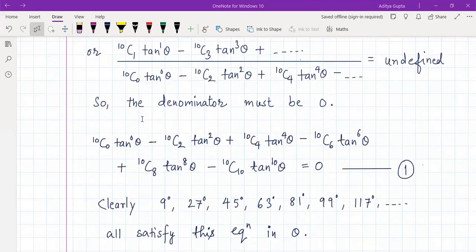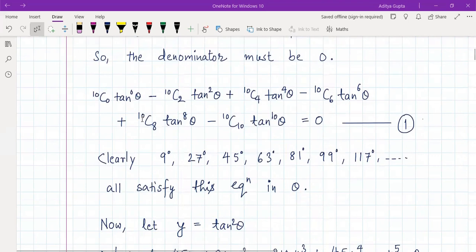And that's exactly what we have done in this step number 1. So basically, this is equation number 1. Here we have written 10C0 tan power 0 minus 10C2 tan square plus 10C4 tan power 4 minus, and so on. This sum we are continuing with alternating signs, of course, plus minus, and the even powers, following the pattern up to 10C10 tan theta power 10. We haven't extended it further because 10C12 will be 0 only, right? So that's why we have stopped there.